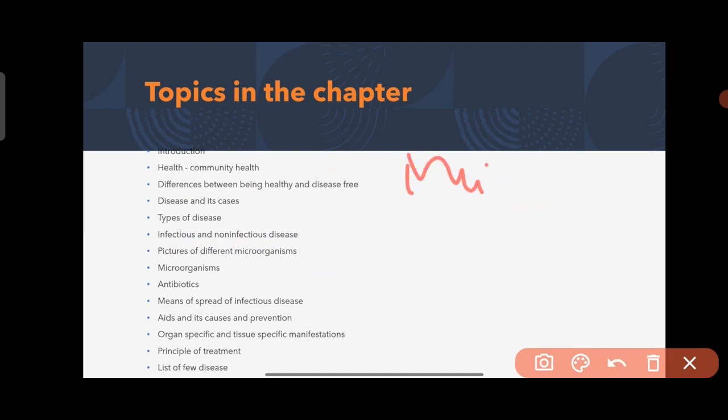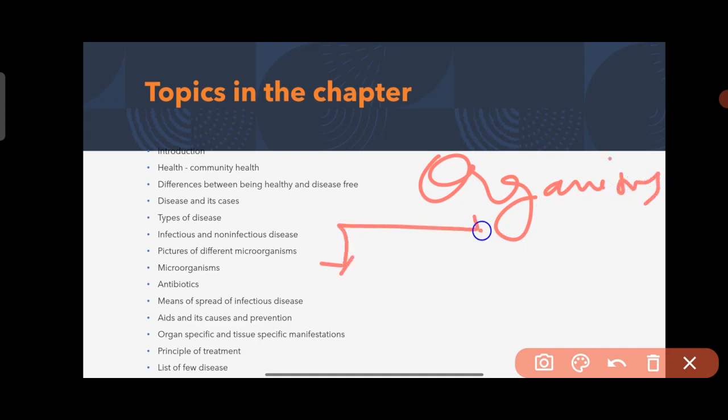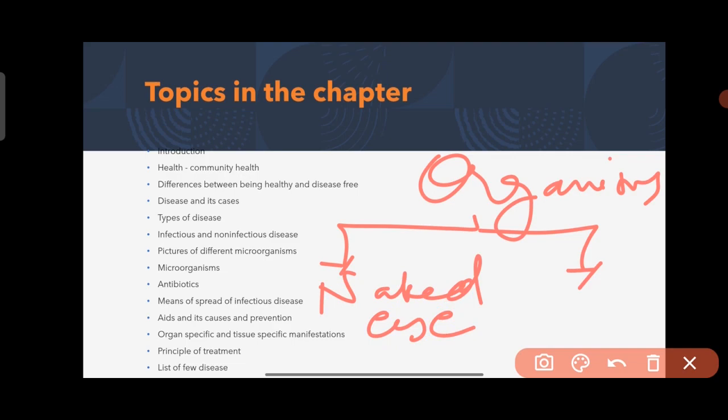Microorganisms are of two types. Let me tell you first about organisms. There are many organisms which we can see with the naked eye, and some organisms which we are unable to see with the naked eye. We call them microorganisms, right? So microorganisms are the organisms which we are unable to see through our naked eye.